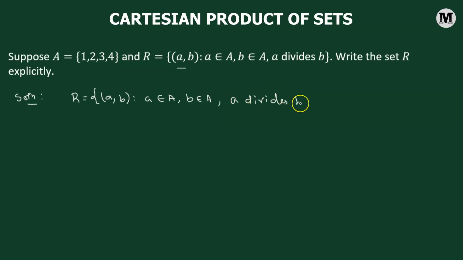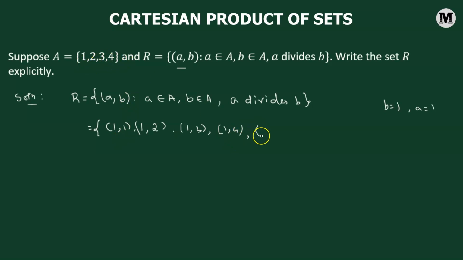For instance, if we choose b to be equal to 1, then a must also be equal to 1 because 1 divides 1. So one of the ordered pairs is (1, 1). If we choose our b value to be 2, then we can choose a to be 1, such that (1, 2) becomes the ordered pair where 1 divides 2. Next we have (1, 3), and the next ordered pair will be (1, 4), because 1 divides each of the elements 1, 2, 3 and 4.